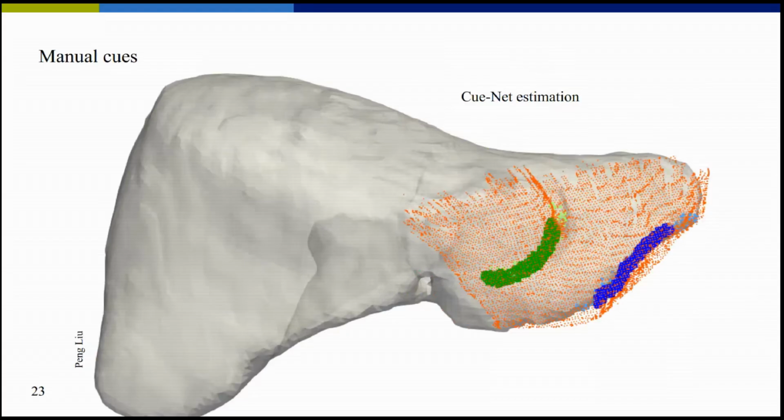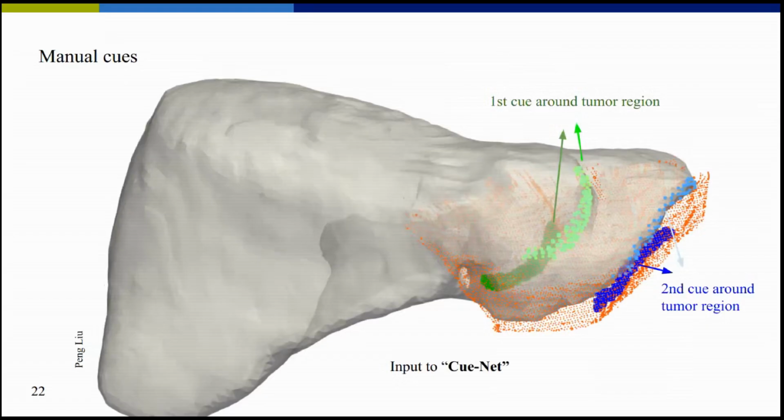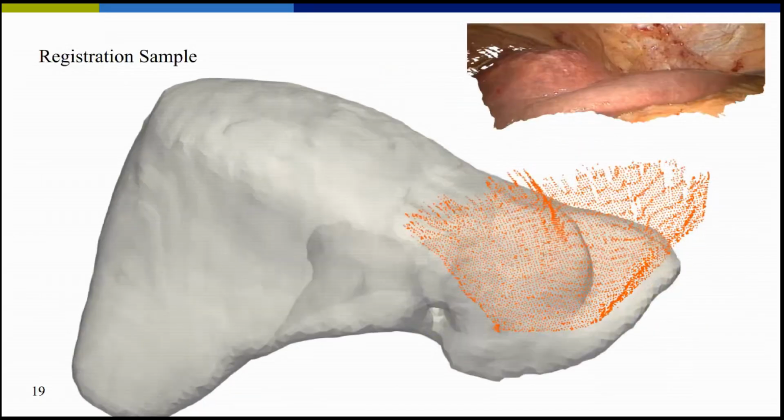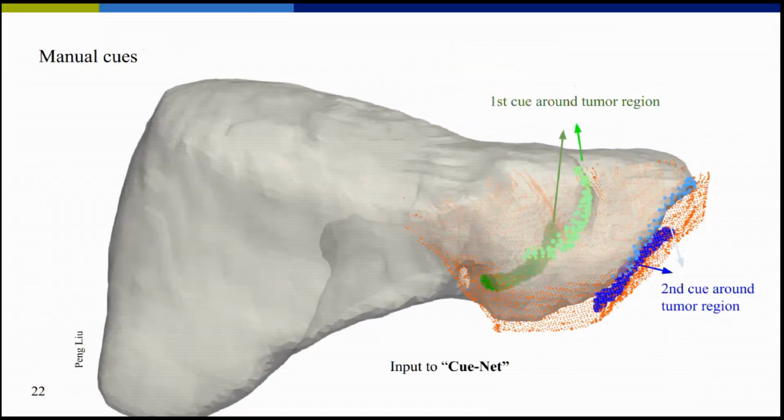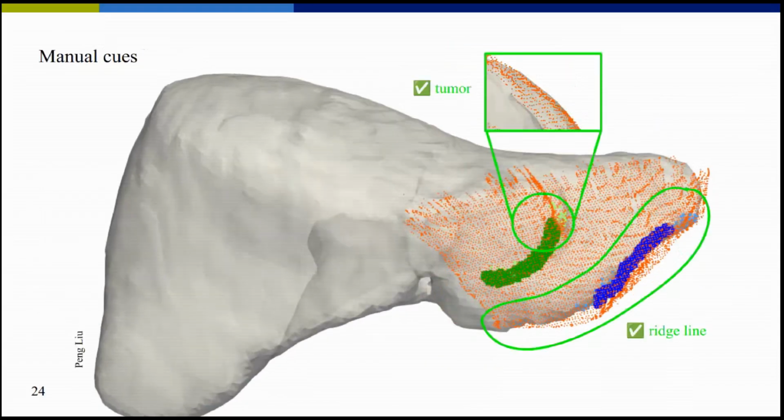I think the biggest problem here is that for a lot of samples, the V2SNet actually performs quite well already, and so QNet doesn't show a big improvement. That's been our main issue with trying to publish this. But in this sample, it does improve a lot.